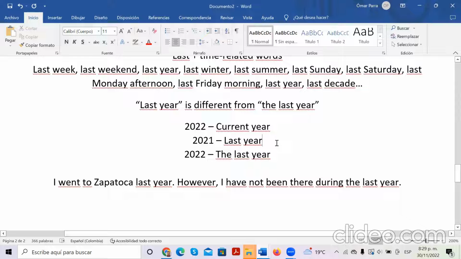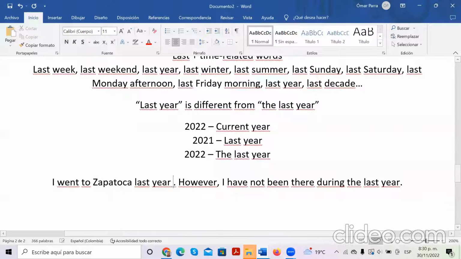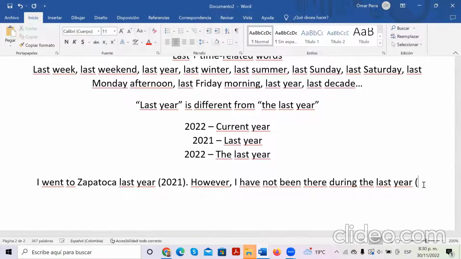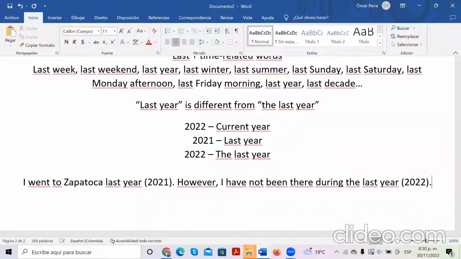En lengua materna español tiene cierta influencia sobre L2, en este caso inglés que estamos intentando aprender y adquirir, ¿cierto? Entonces es muy común guiarnos por el español al principio del proceso. Como nosotros decimos el año pasado, inmediatamente lo que hacemos es decir the last year. Pero esto es un error en semántica, ¿sí? ¿Qué dice aquí? Fui a Zapatoca el año pasado, o sea, ¿cuándo? 2021, ¿cierto? Sin embargo, no he ido durante este año, o sea, el año en curso, ¿listo?